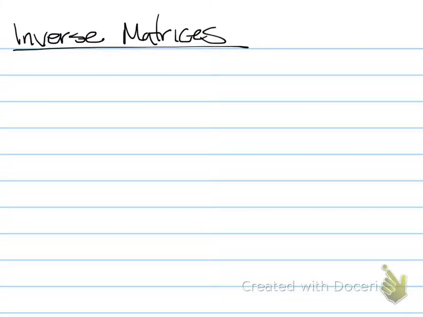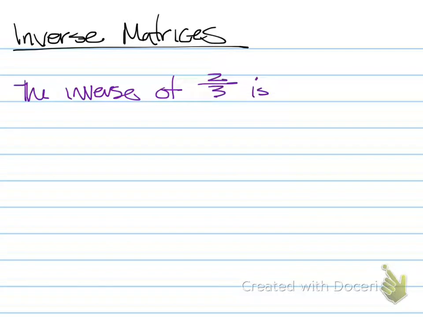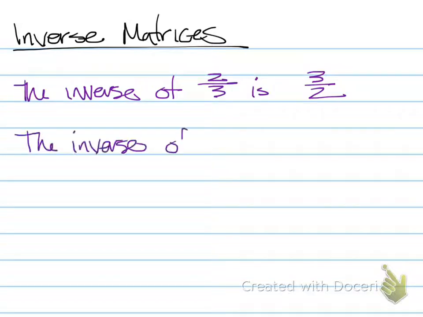In this lesson, we will discuss inverse matrices. The inverse of a number, more particularly a fraction, is its reciprocal. So the inverse of 2 over 3 is 3 over 2. Likewise, the inverse of 4 would be 1 over 4.